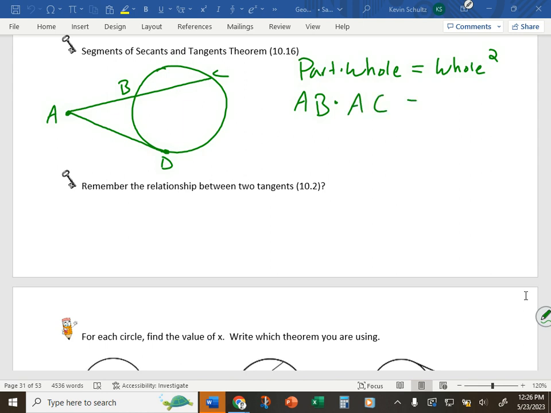Quick question for you. Just a second. And then our tangent line is AD, and whatever value that is, that's going to be squared. So AB times AC is going to be equal to AD squared.